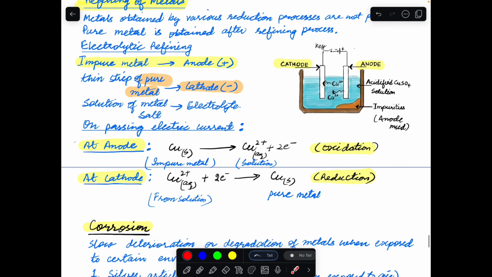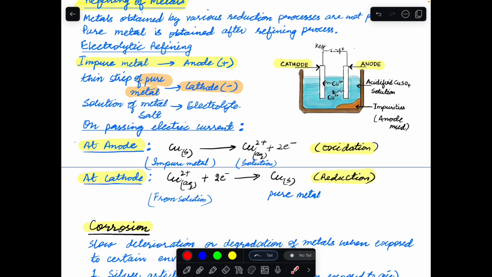So let us come to this diagram. We have shown here an electrolytic tank. In this tank, we have taken copper sulfate solution. Here this blue color solution is copper sulfate. In copper sulfate solution, we will have Cu2+ ions and SO4 2- ions, oppositely charged ions. Now the anode here is the electrode which is connected to the positive terminal of the battery, and the cathode is the electrode which is connected to the negative terminal of the battery in the electrolysis process.